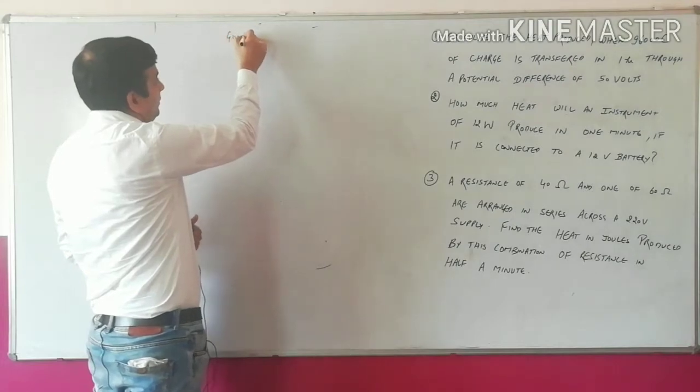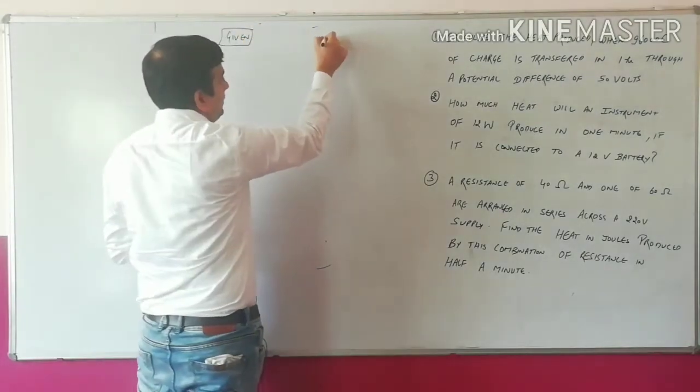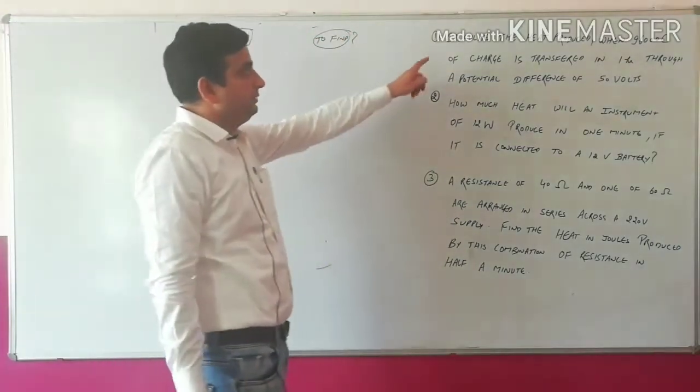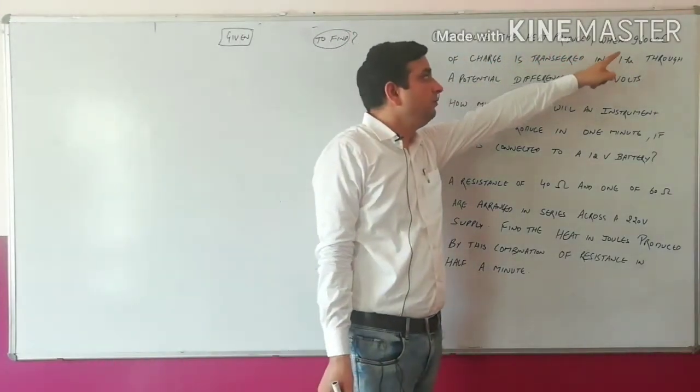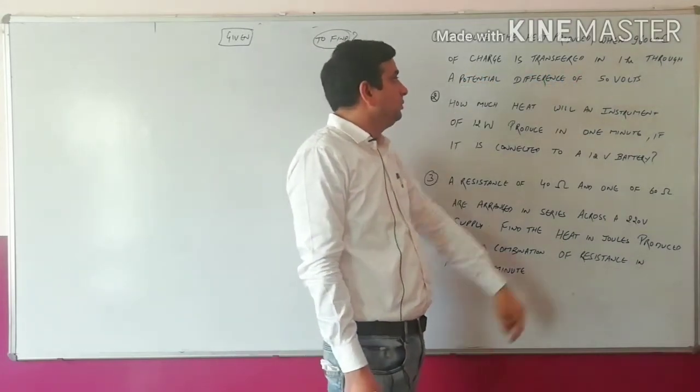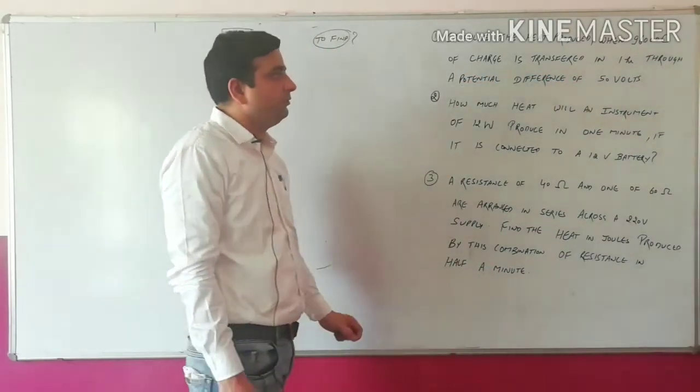Again, what is given and what we have to find. So read the statement. Calculate the heat produced when 96,000 coulombs of charge is transferred in 1 hour through a potential difference of 50 volts.